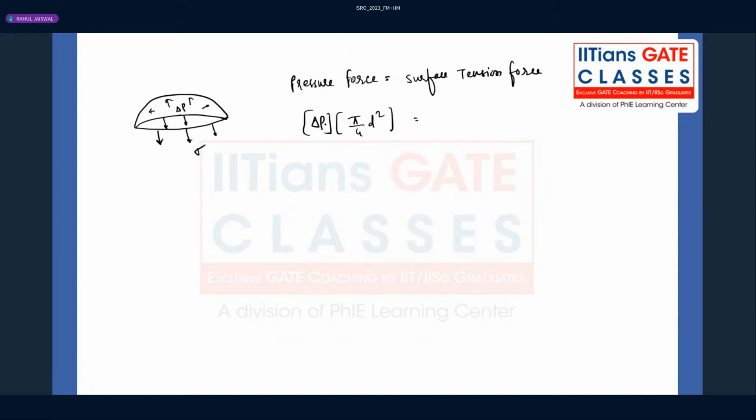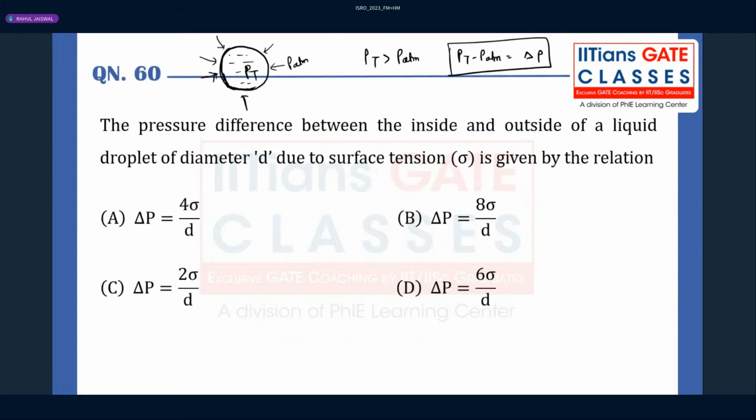Surface tension is acting along the circumference. That is sigma, in Newton per meter, multiplied by the perimeter pi d. And that's how you will get delta P, that is 4 sigma divided by d, my dear friend. Make a note of it. This liquid droplet consists of a single liquid inside. So what should be the answer? Option A should be correct.